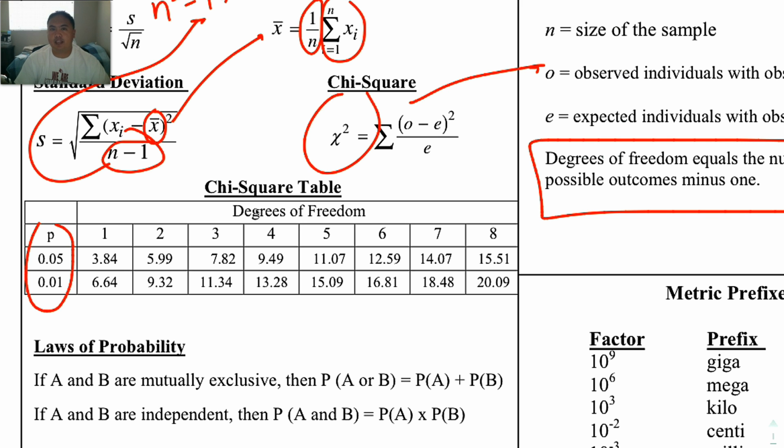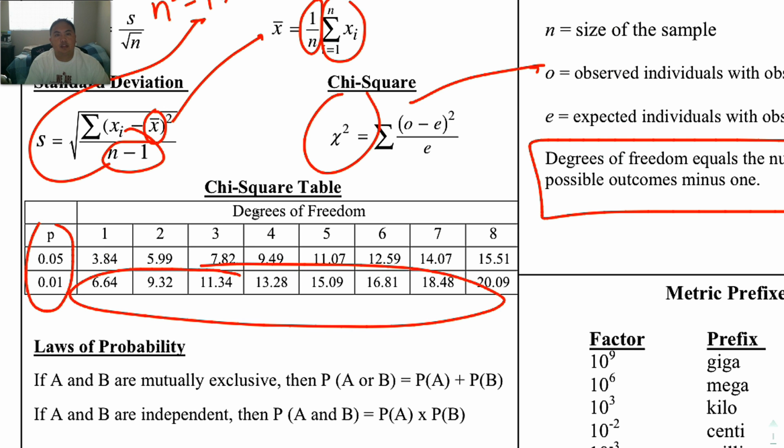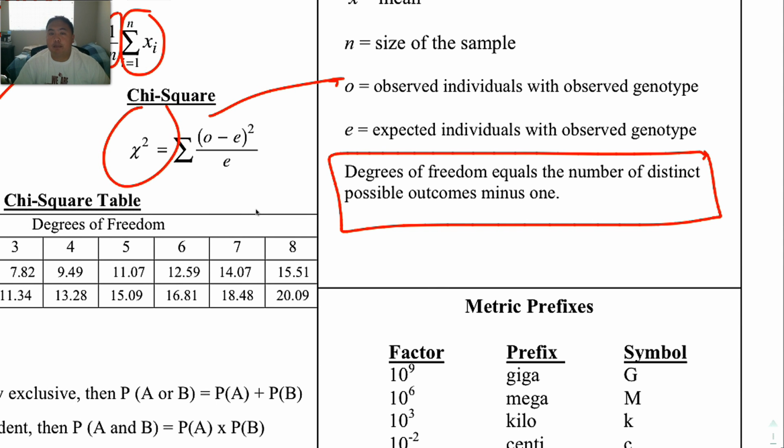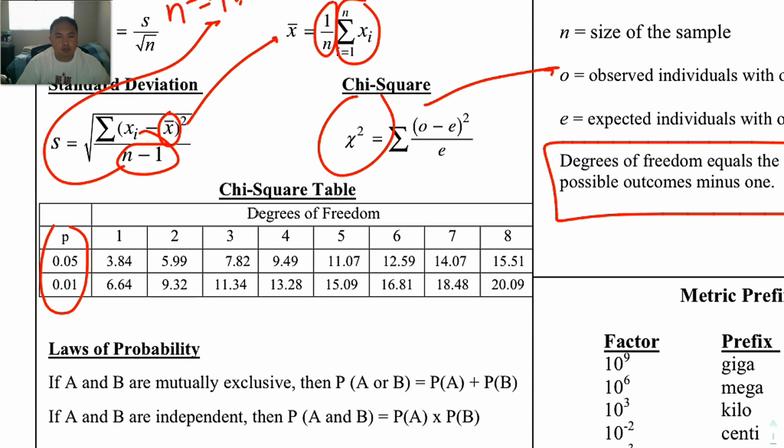You don't need to know what p is. It's just going to confuse you. But just know in the question they have to tell you, calculate with p as 0.05 or calculate p as 0.01. If they give you 0.05, you're going to use this top row. If they say p is 0.01, you'll use the bottom row. Now, this thing that I boxed says the degrees of freedom equals the number of possible outcomes minus 1. So if there are 4 possible outcomes, the answer you're going to give is 7.82 or 11.34, depending on the p they give you.